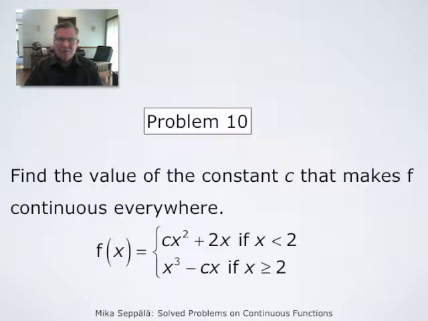In problem 10, we have to consider a piecewise defined function. We have to find the value of the constant c that makes the function f of x, which is defined by setting f of x equals c times x squared plus 2x if x is less than 2, and x cubed minus c times x if x is greater than or equal to 2, and we have to figure out for which value of c this function is continuous.